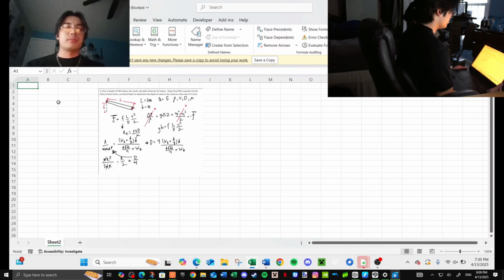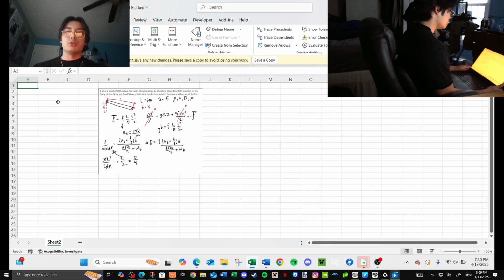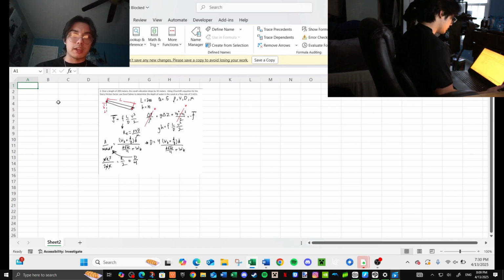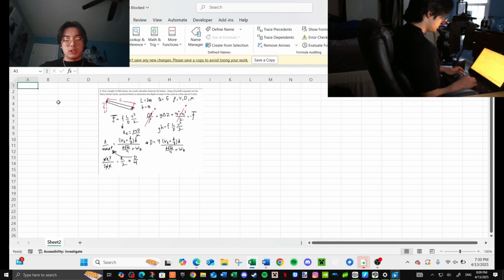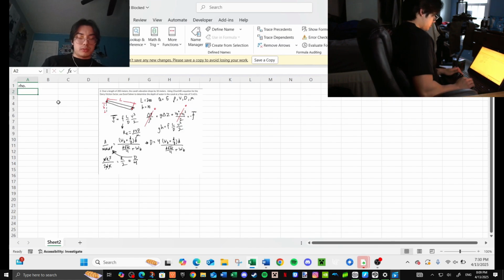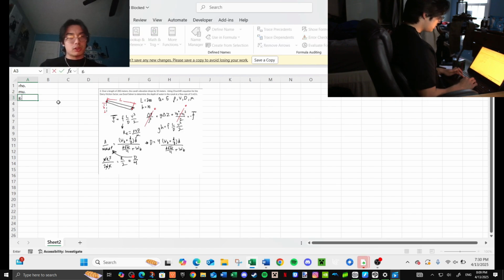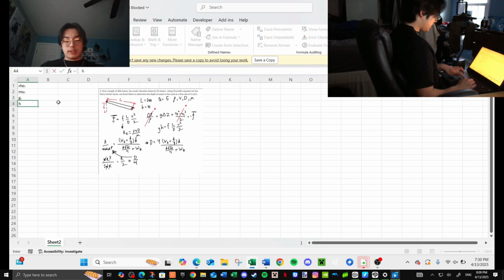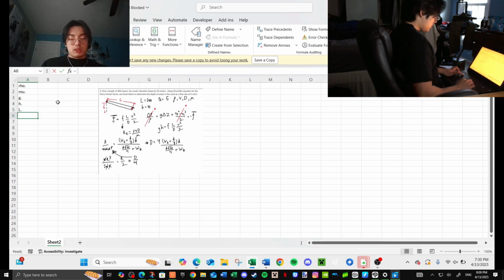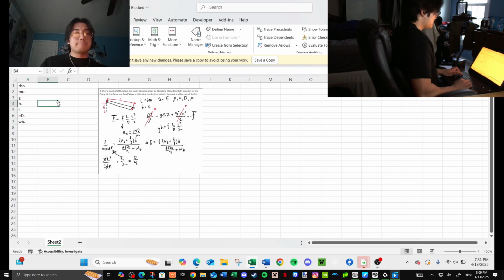Moving on to Excel. We have to use the solver in order to find the depth of the water at a flow rate of 5 meters cubed per second. So let's just write down the variables that we already know. So rho, there's mu, gravity, there's height of the canal, the length of it, the roughness factor, we also have the width of the bottom.